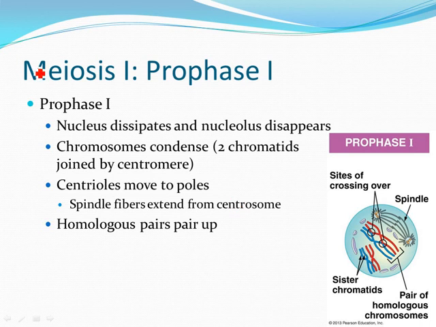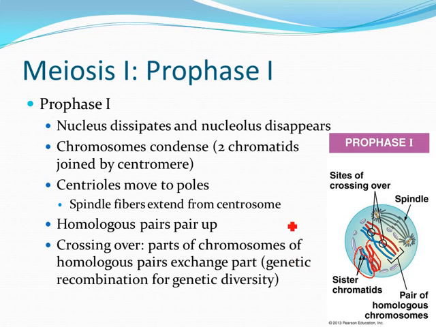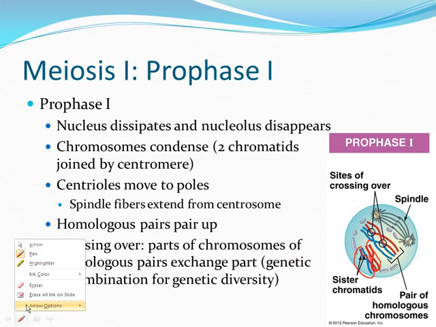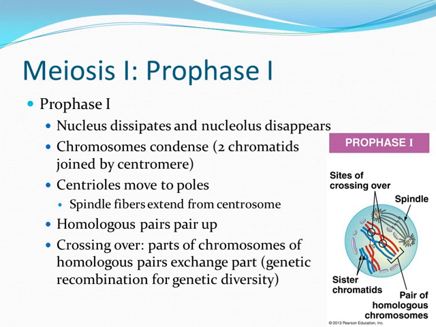The homologous pairs, the one from our mom's side here, and the one from, I'll just keep it with color, our dad's side, they pair up, okay? At this point in time, crossing over occurs. Crossing over is where they end up having sections of the chromatids swapping with the homologous chromosome. So if I was to redraw it here, so that's one chromosome.